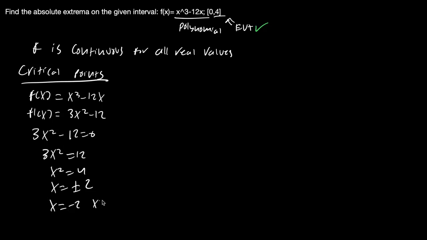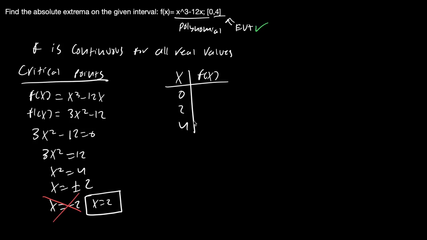So here's what I got for my critical points. Looking back at our interval, it is 0 to 4. So that means -2 is not included, so we don't have to worry about that. The only critical point we care about is 2. Make a table. Include our endpoints and our critical points, and then plug and chug.